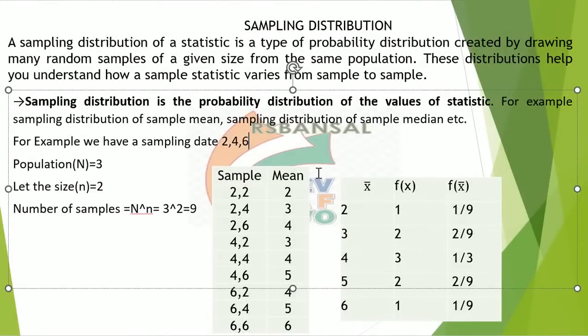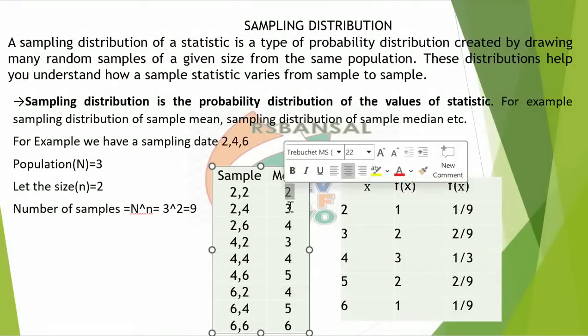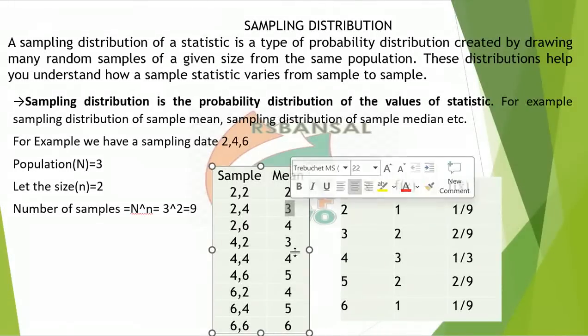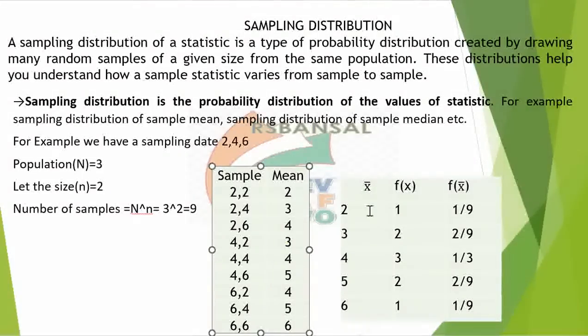Now you simply write down the mean and its frequency. So 2 occurs how many times? One time. 3 occurs 2 times, for 2 comma 4 and 4 comma 2. You will write the frequency of the mean. This is the mean, X bar, and this is the frequency of the mean.